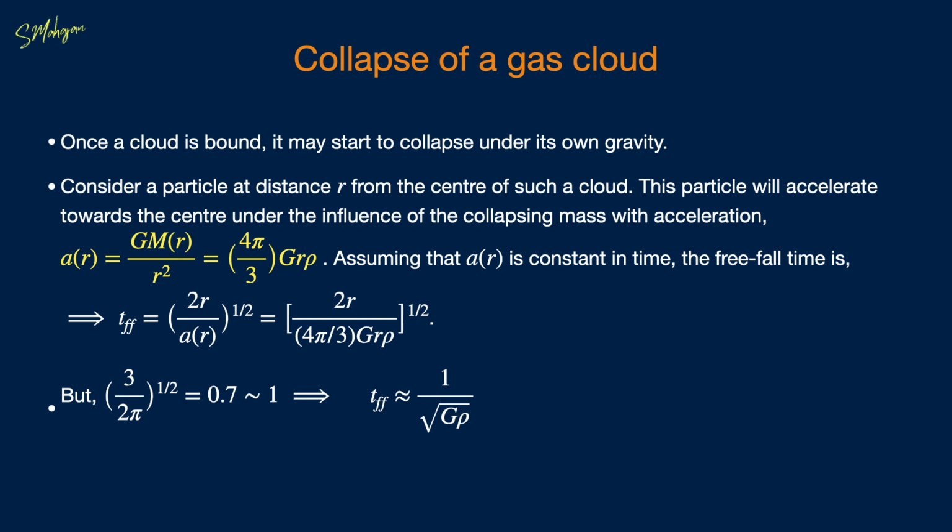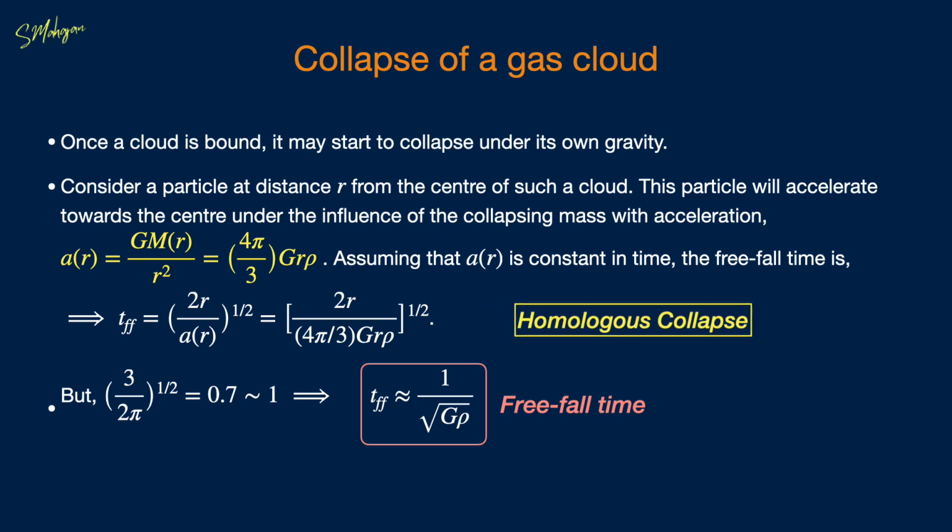This leads us to the conclusion that if the acceleration of the particle remains constant, the free fall time reduces to the inverse of the square root of G rho. That is, if the initial density of the cloud is uniform, the free fall time is independent of its size, and all parts of the cloud will take the same amount of time to collapse. This behavior is known as homologous collapse.